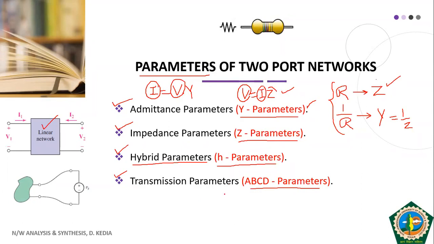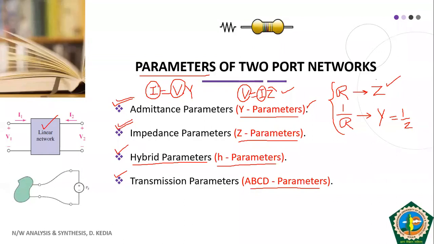And transmission parameters, you must have heard of the term transmission lines. These transmission parameters help us in the representation of transmission lines. Now we will discuss these parameters one by one. In today's class, we will talk about two parameters mainly. One is admittance parameters and another is impedance parameters.